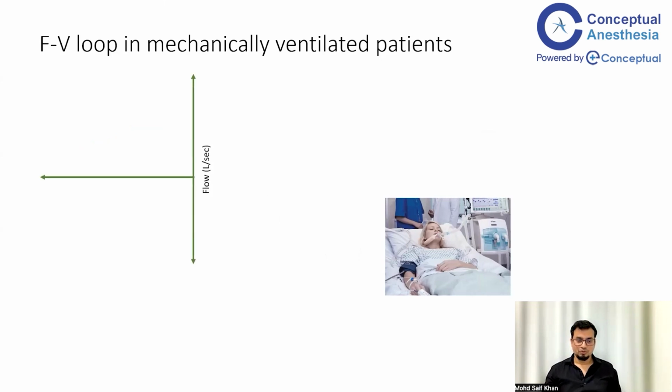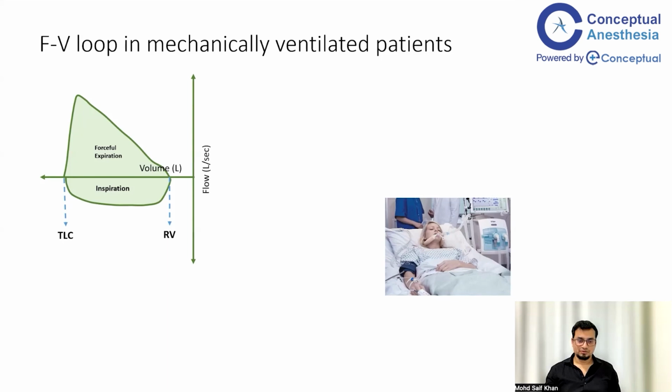Okay, so this is your flow volume loop for the spontaneously breathing patient. Flow at the y-axis, volume at the x-axis, and this is your inspiration, this is your expiration. So expiration is on the positive side, inspiration on the negative side. You start from total lung capacity here, then you expire and go down, and you finish at the residual volume. This is your usual loop, which I have already covered in my previous slide.